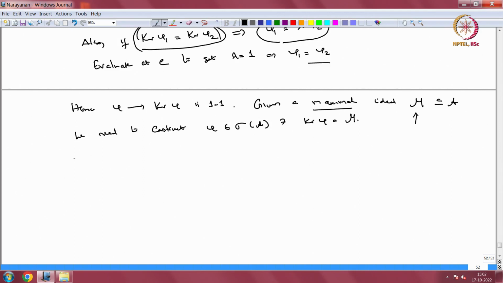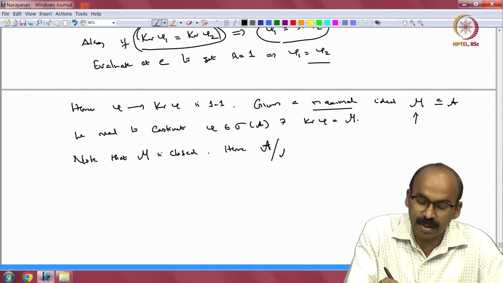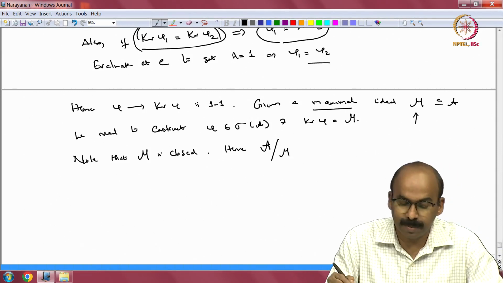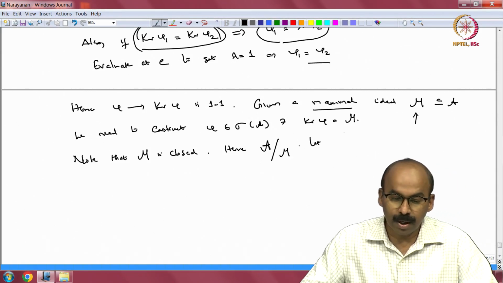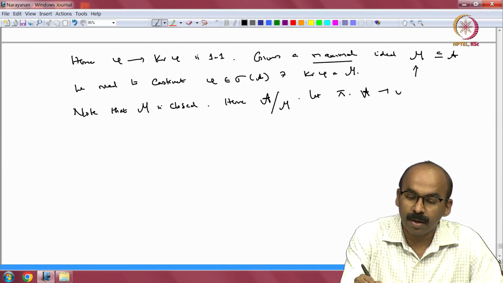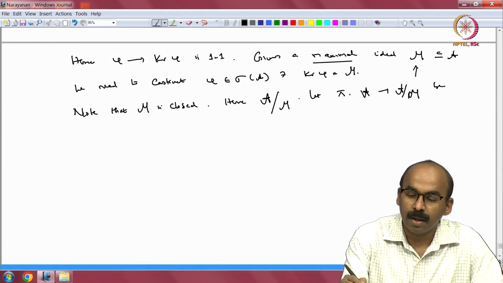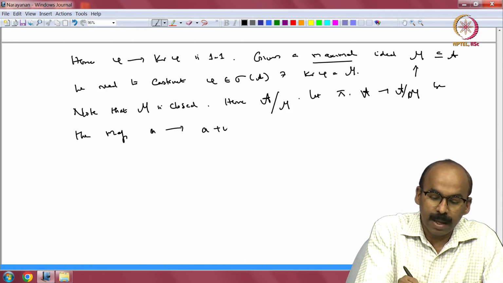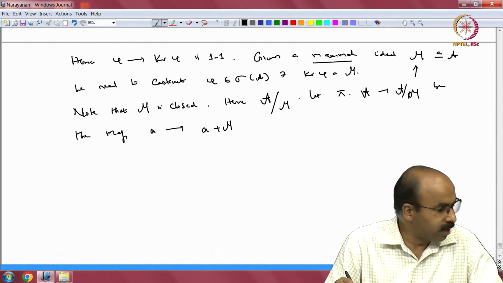Now, note that M is closed. So, as a subspace it is closed, okay. Hence, one can look at A quotiented with M, right. So, M is a closed subspace of A, you can do the quotienting and it becomes a Banach space, right. So, we look at the projection map. So, let pi from A to A by M be the natural map, right. So, A going to A plus M, right. So, that takes you to the quotient space.